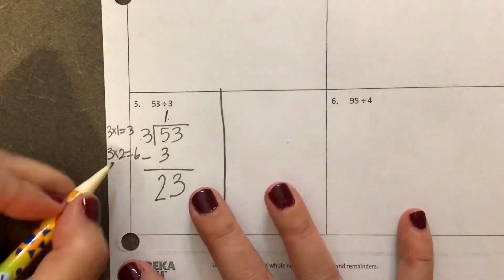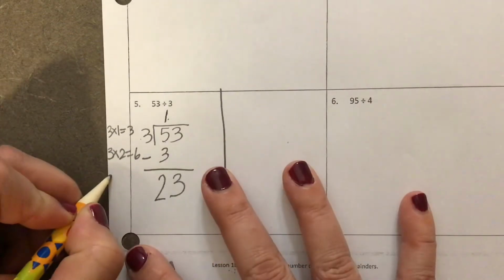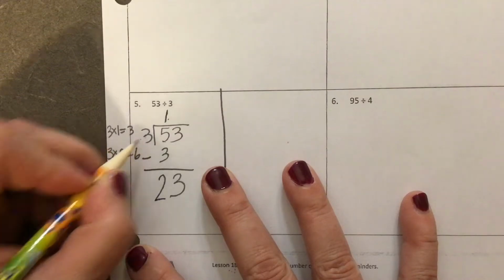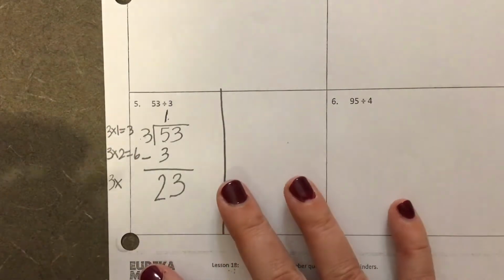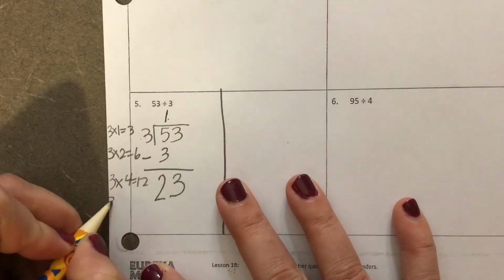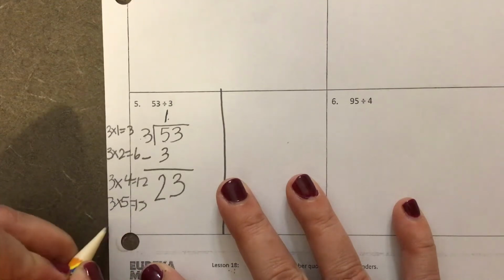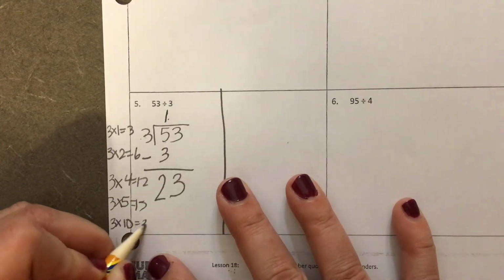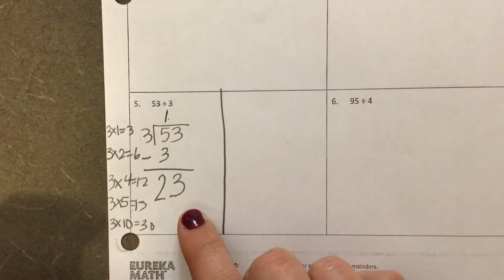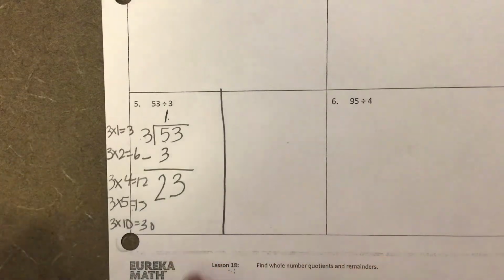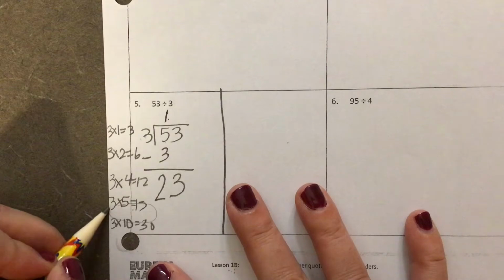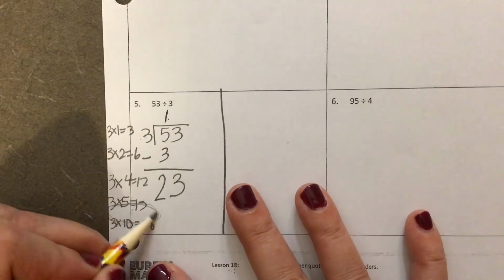All right, so now I'm thinking, well, what's going to get me really close to 23 when I multiply? It has to be 3 times something because that's what I'm dividing by. So 3 times, well, I know 4 is 12. Well, I don't have time to do them all, so I'm just going to do the heavy hitters. That's 15. 3 times 10, that's 30. Well, I know that that is too big, so it has to be a number in between.